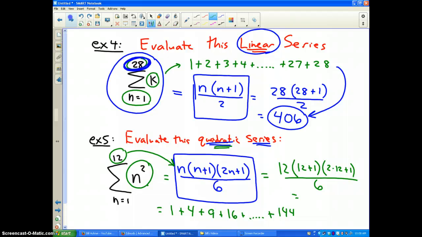So if you type this in your calculator, you're going to type in 12 times 13 times 25, which is 2 times 12 plus 1, the whole thing divided by 6, and you come up with an answer of 650. That is what all these numbers squared added together equal. And that is how you do your assignment.